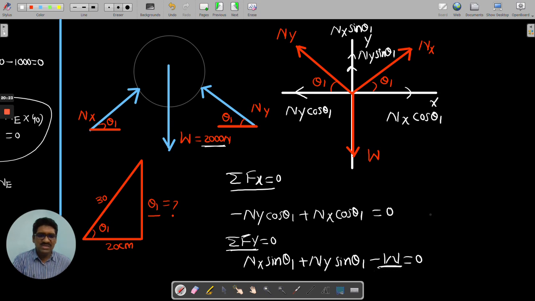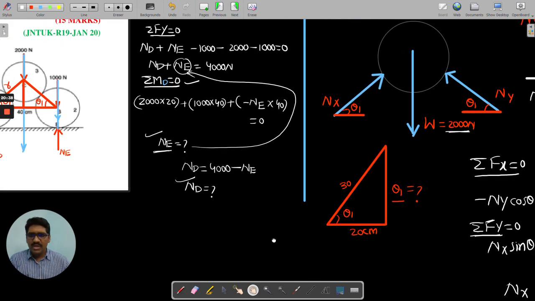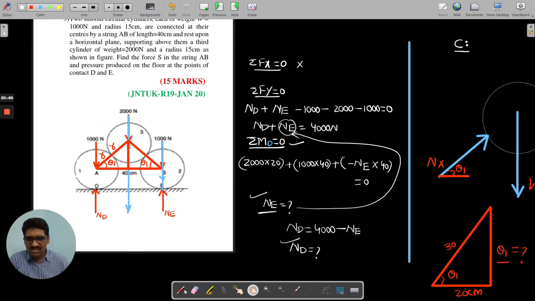Okay, now we just solve these two equations. By solving these two, definitely we can bring out Nx is equal to some value, Ny is equal to some value. You can get. Am I right, all of you? Yes. Therefore, now we have determined the reaction force at this point X. At this point X, we got the reaction force. This is the point Y. This Y is not required for us.